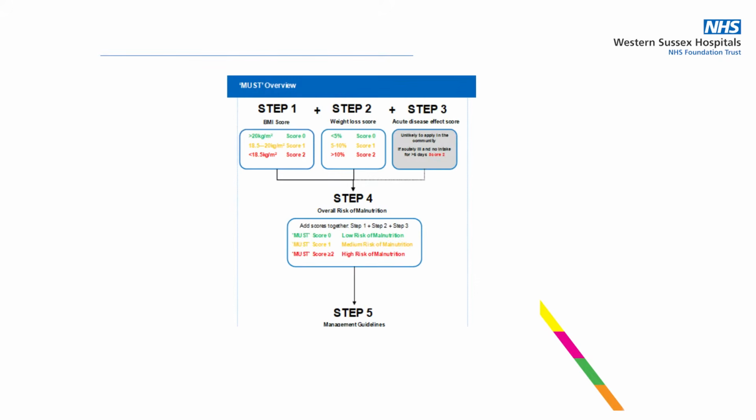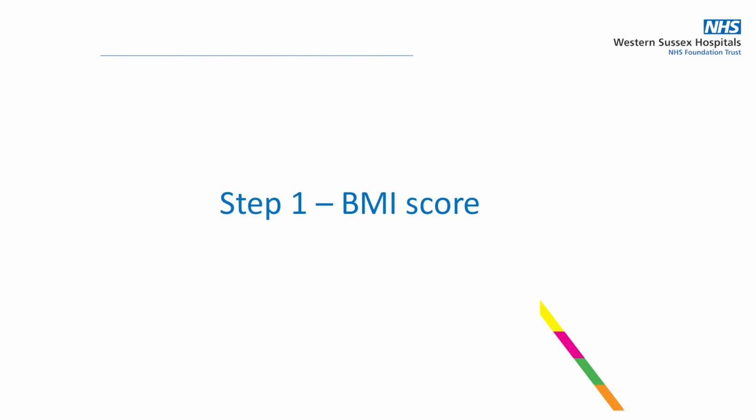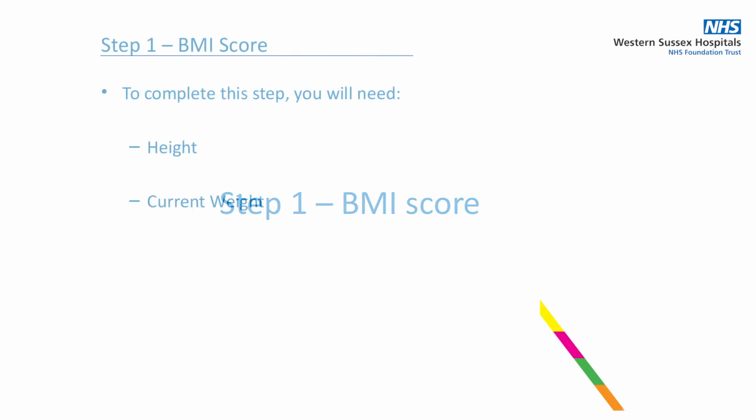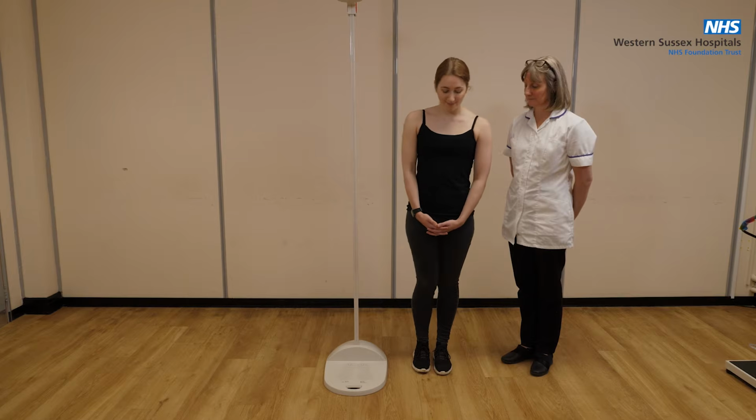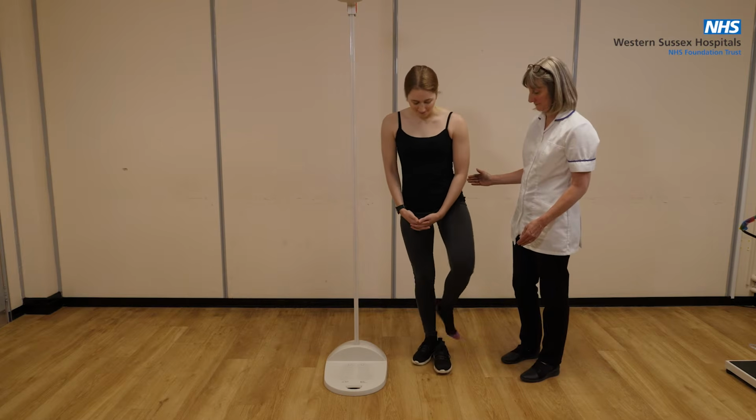There are 5 steps to calculating the MUST score. Step 1. BMI score. To complete this step, you will need the patient's height and current weight. Height. Ideally, use a stadiometer to measure the patient's height.